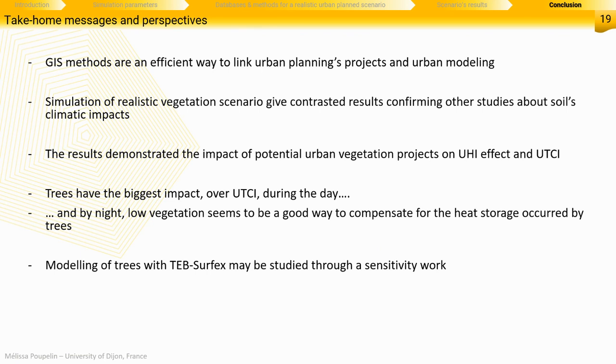So what can you take home from this presentation? Maybe the fact that GIS methods are an efficient way to make the link between our research and urban planning, and this is the point of what we do after all. Trees definitely have the biggest impact on cooling, especially over UTCI. And maybe this is the most important thing in the streets, because this is where pedestrians are during the day. But during the night, it seems that low vegetation is a good way to compensate for the heat storage effect and the UHI effect too.